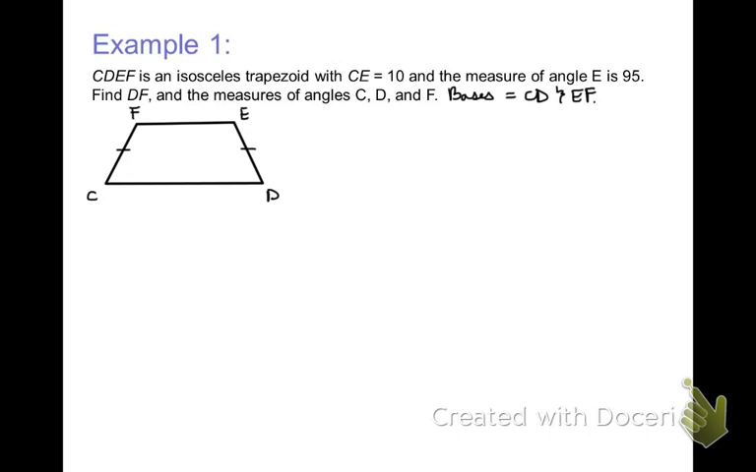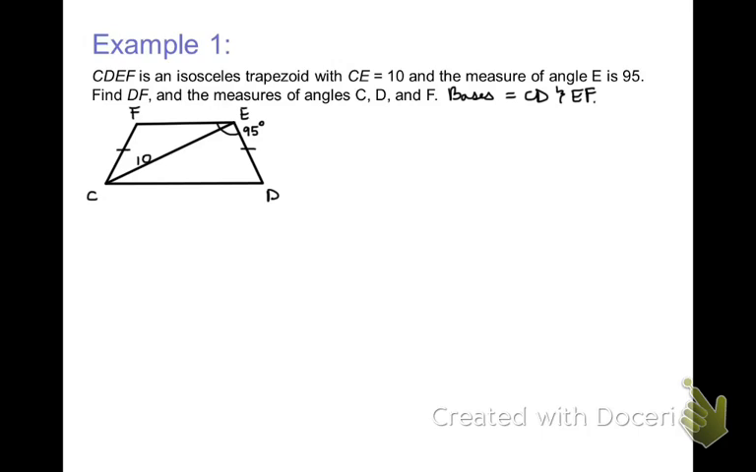All right. Look at what they're telling us. They're telling us that CE is equal to 10. What is CE in this figure? It's a diagonal, right? So I know that this diagonal has a distance of 10. I also am told that angle E is 95 degrees. That whole angle.